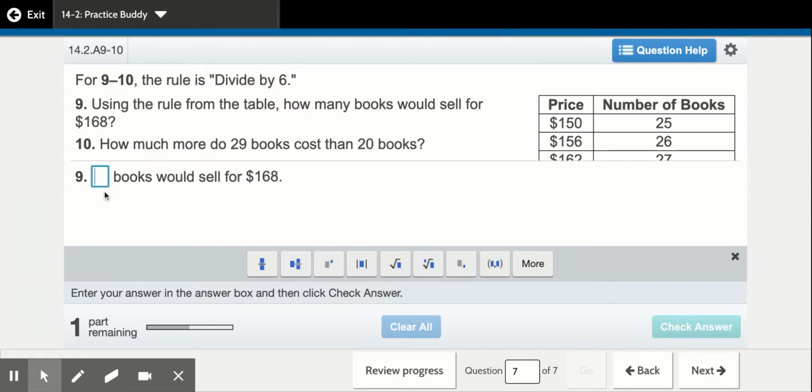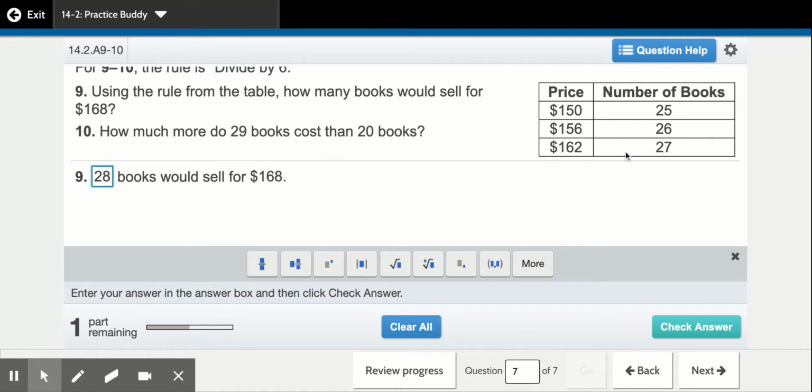We can go ahead and fill in 28 because we know that after 27, that would be 28. Can't have anything in between.